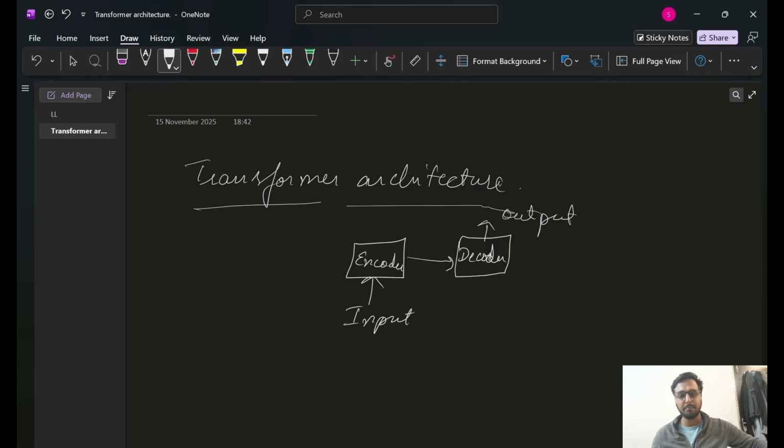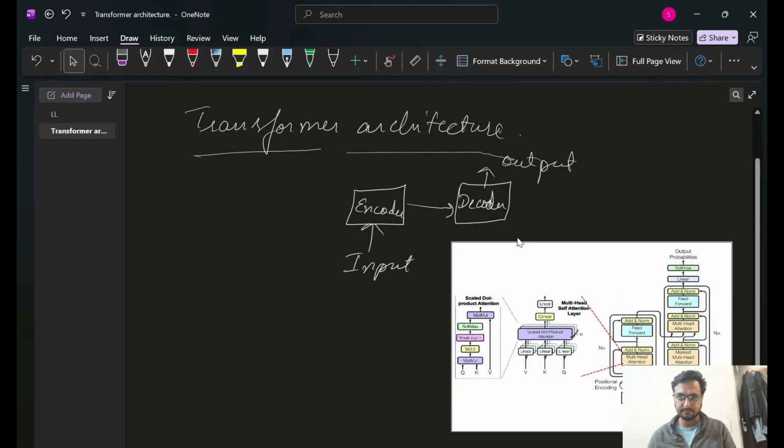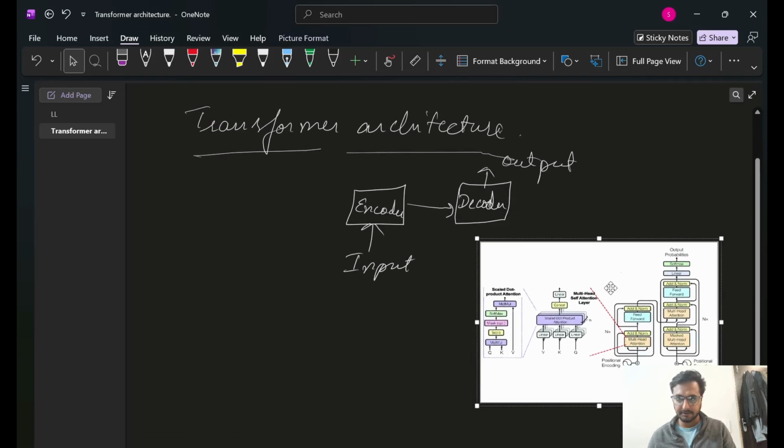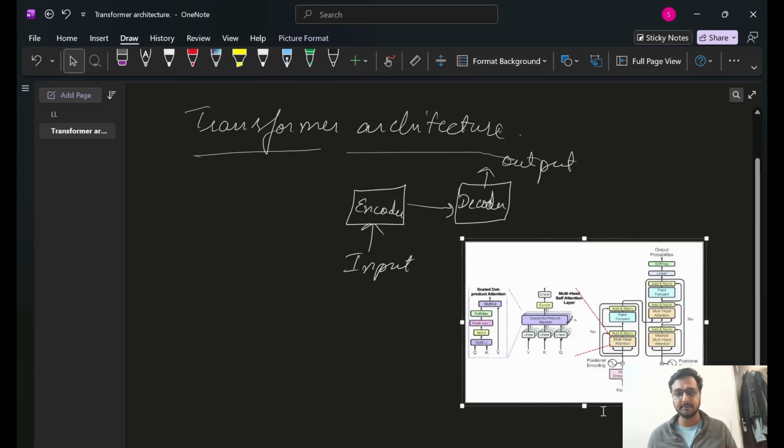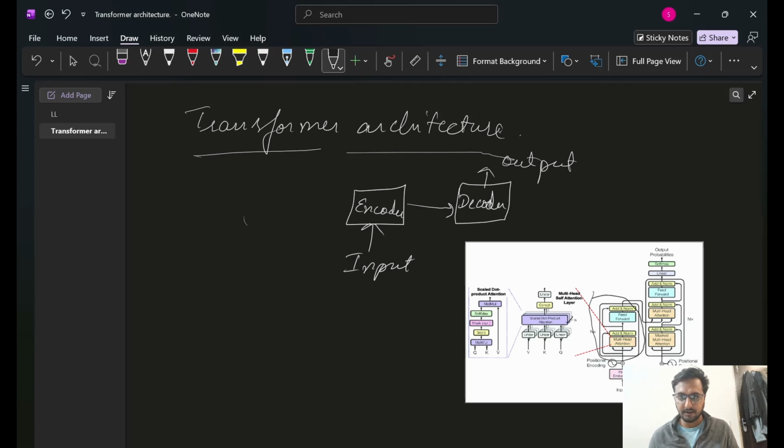I will show you a picture of the encoder and decoder. Just give me a second. You can see this picture. This is the encoder block, and this part is the decoder block. This is the transformer architecture, and all the AI models use this architecture these days. LLMs came into the picture after this architecture.